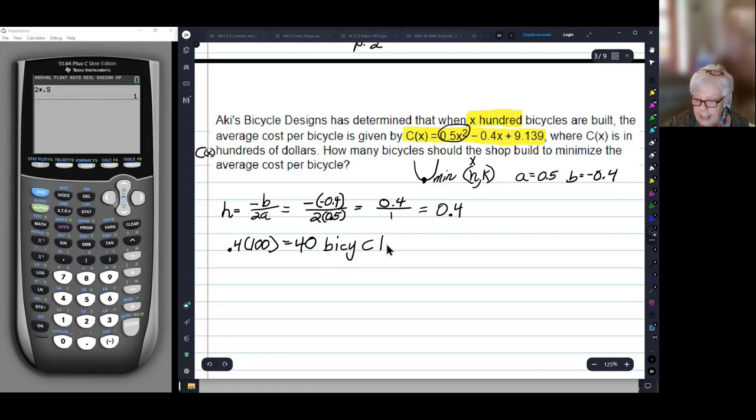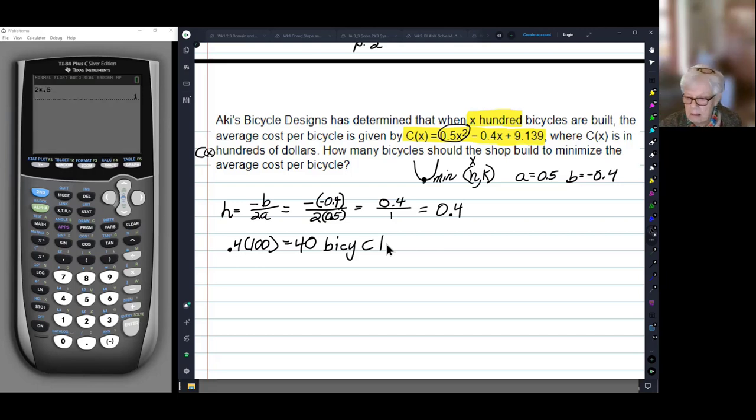B-I-C-Y-C-L. I just got hit by a bug. Go away. The price of having a cat door. Where was I? Right there. C-Y-C-L-E-S.